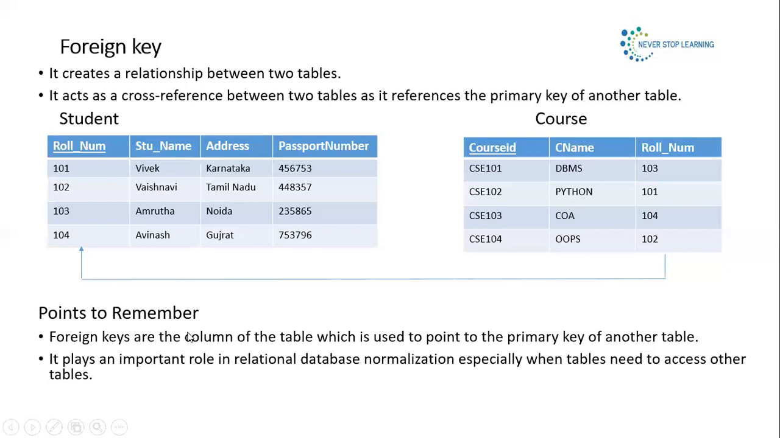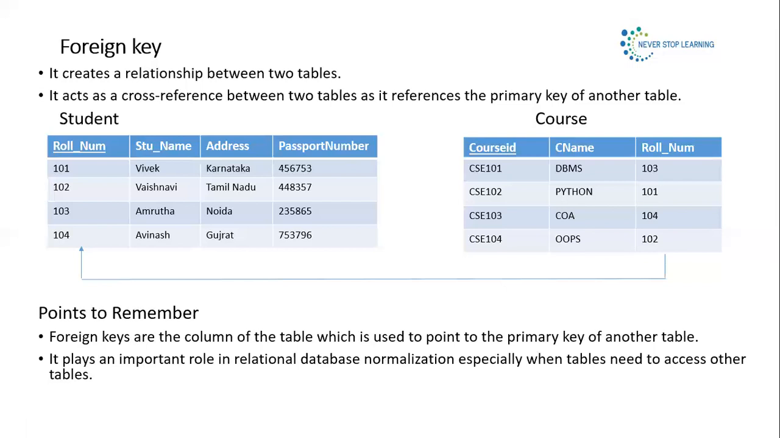Now if I want to join these two tables, there is a common column, roll number. On the basis of that, I can join these two tables, and I can fetch the data from these two tables. Fine. So it acts as a cross reference between two tables.